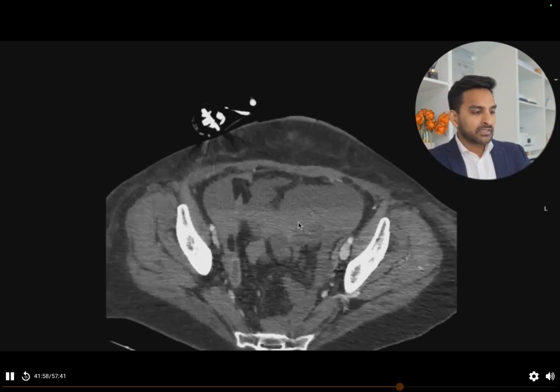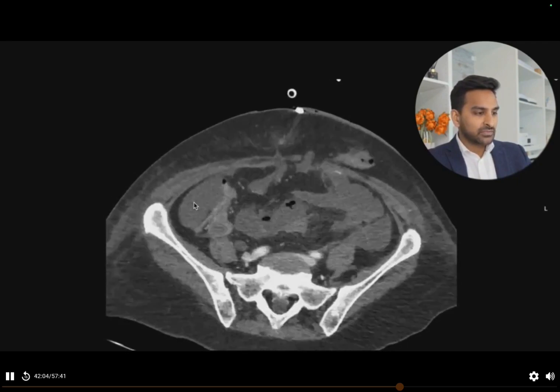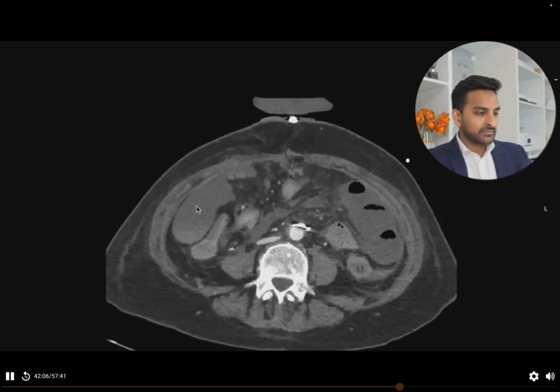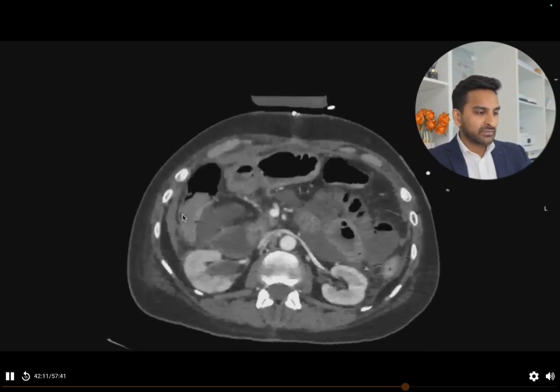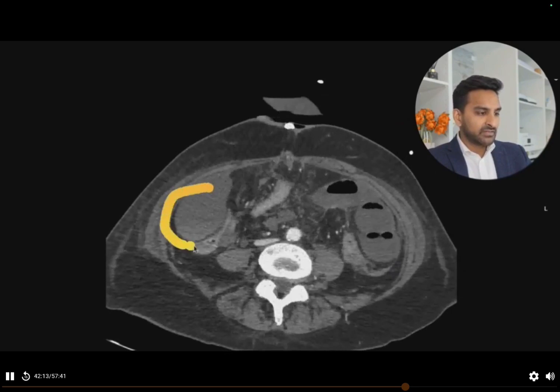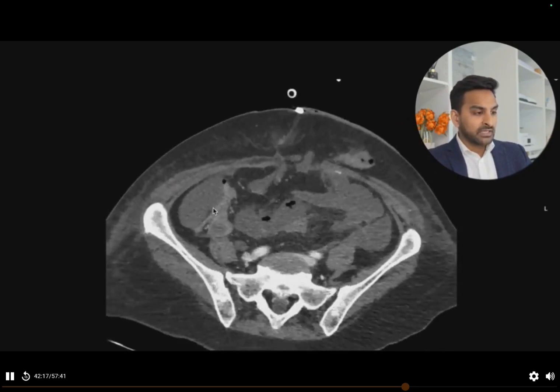And as you come further up, you start to realize that none of this is actually artifact. This hematoma extends towards the right over here and all the way to the top. So at first you may have thought that this could be bowel. This over here is not bowel. And so we've got a significant amount of intra-abdominal hematoma that's come up to the very top.